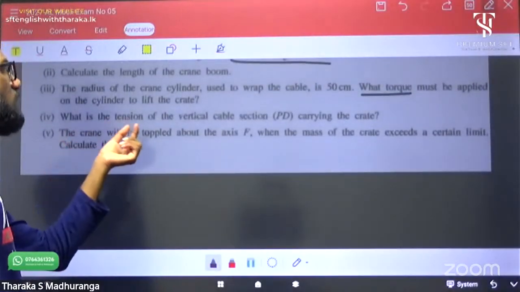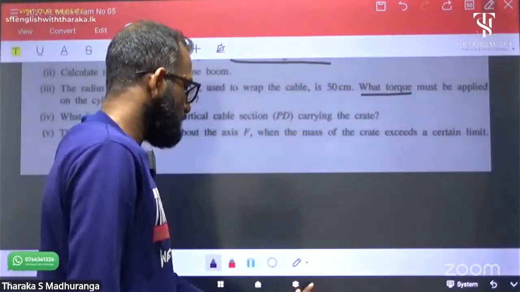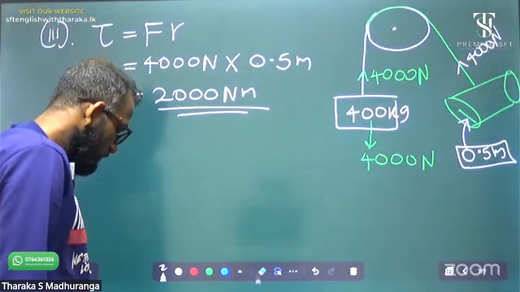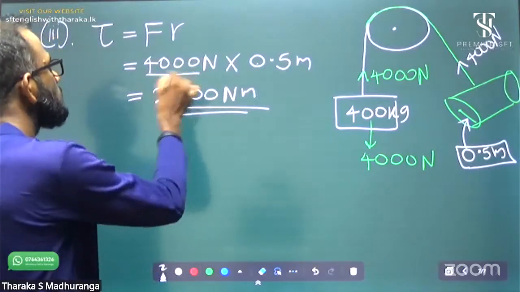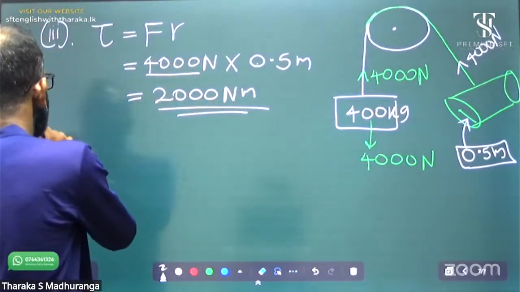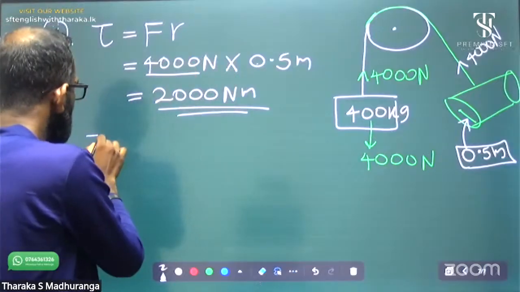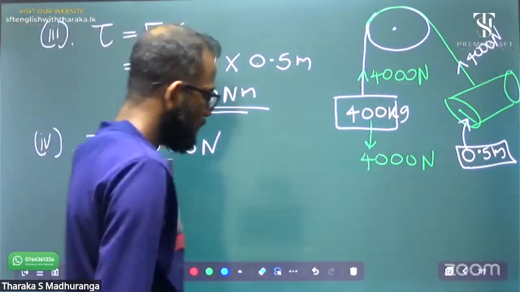Okay, what is the tension on the vertical cable section PD carrying the crate? That you already found. The tension equals 4000 because it's moving with uniform velocity. No calculation required. 4000 Newton.